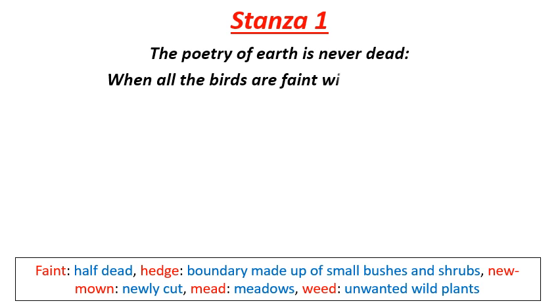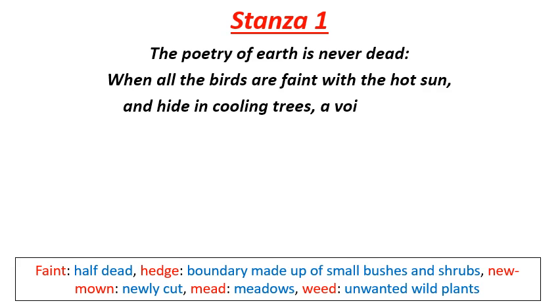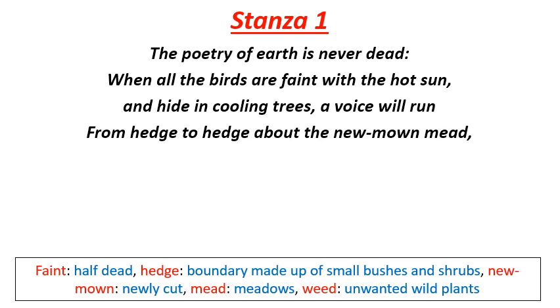When all the birds are faint with the hot sun, faint means half dead, and hide in cooling trees, a voice will run from hedge to hedge about the new mown mead. So here the meaning of hedge is a boundary made of small bushes and shrubs. New mown means newly cut. Mead means meadows. Meadows means a piece of grassland, especially one used for hay.